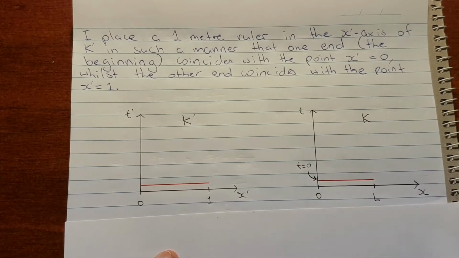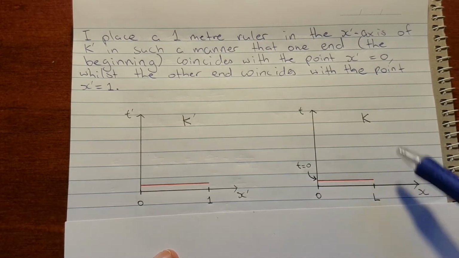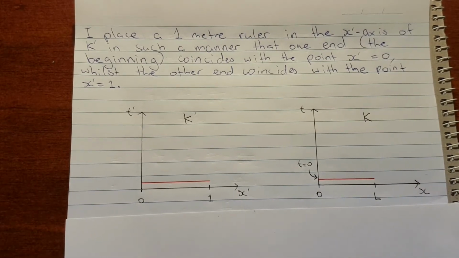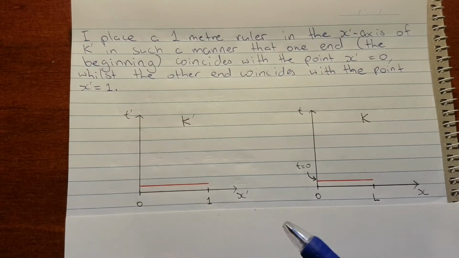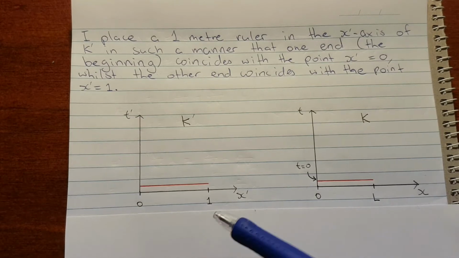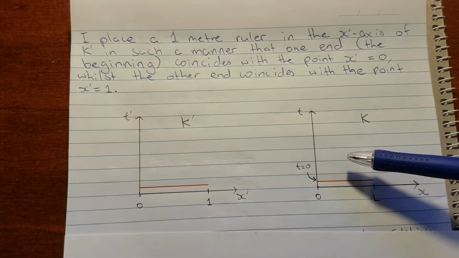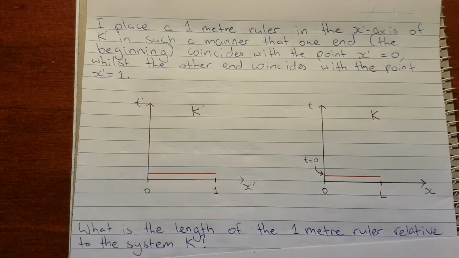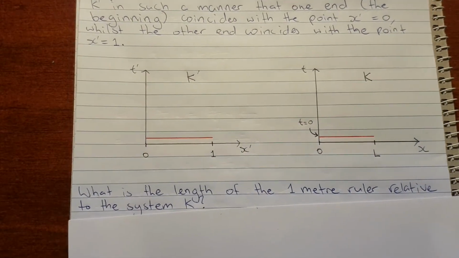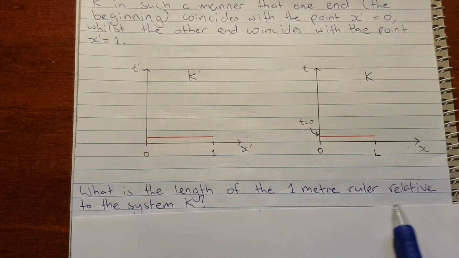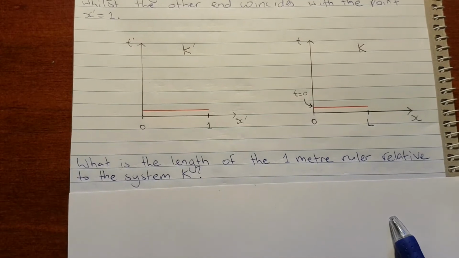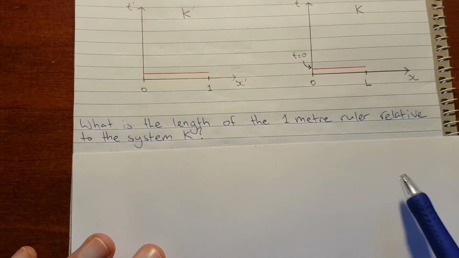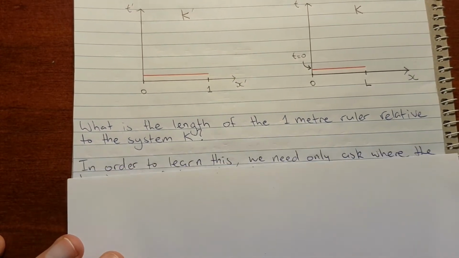What is the length of this ruler in the K system? What is the length of my ruler that I'm holding on the train as I fly past you? What do you measure that ruler to be? So what is the length of the 1 meter ruler relative to the system K? What do you measure my ruler to be as I fly past you on the train holding my ruler out?